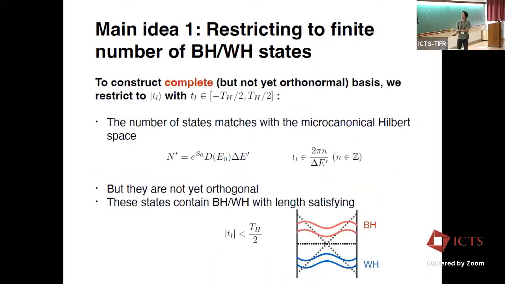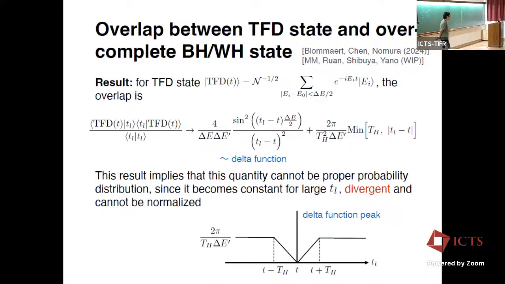So here's the main idea to reconcile this problem. First of all, as we said earlier, we should restrict the range of TL to be finite, controlled by the Heisenberg time. Then we have the correct number of states matching the dimension of the microcanonical Hilbert space. But at this point, these states are not orthogonal yet. So we still have a problem that the overlap is not really the probability at this point.